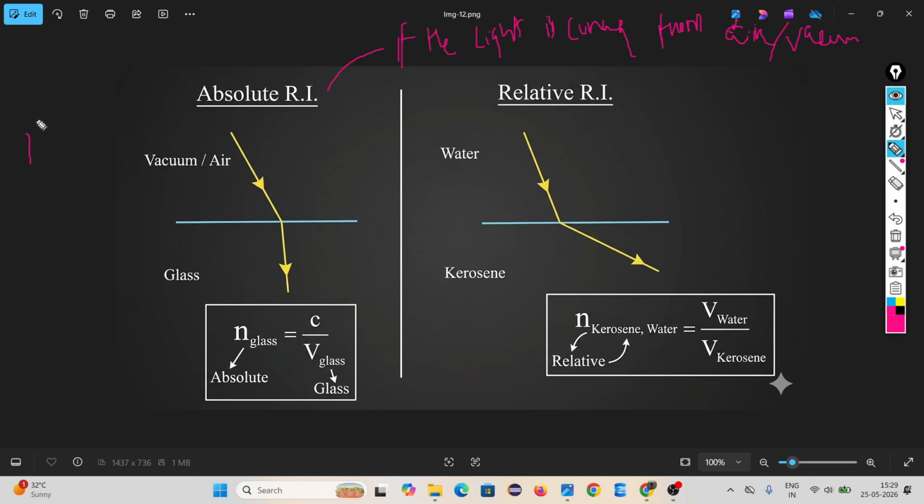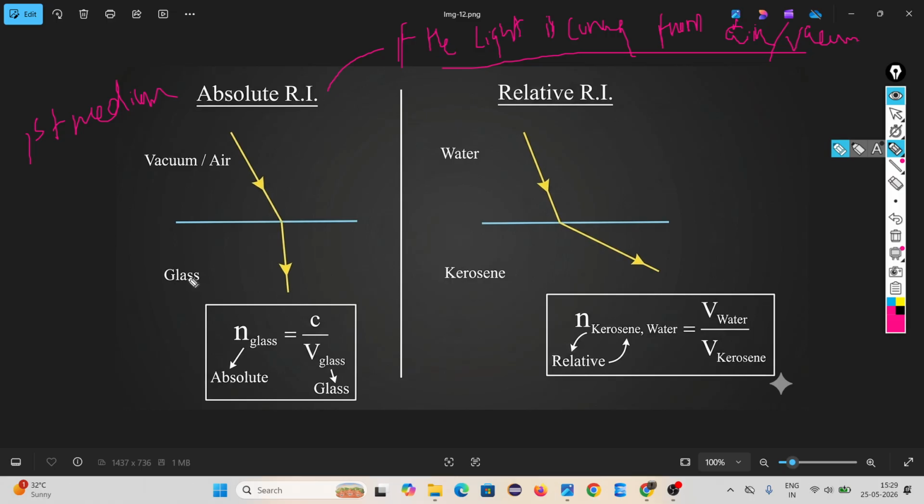Otherwise you can say the first medium. This is the generalized definition. If the light is coming from air, okay, because the ratio is speed of light coming from the medium upon speed of light going to the medium. This is the formula, na? So here, if the light is coming from air or vacuum, that is called absolute refractive index.